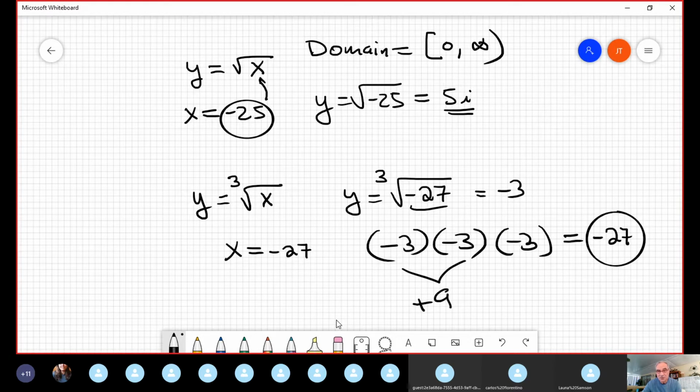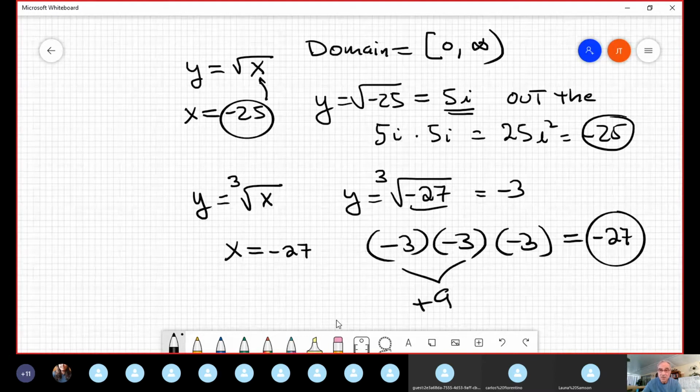Here, no. The only possibility that gives me negative 25 is if you multiply 5i times 5i, which is 25i squared. I know by definition i squared is negative 1, so negative 25. So the only number that satisfies this is imaginary, and imaginary is out of the domain. However, cubic root, no. Cubic root allows positive and negative numbers inside. It's fantastic. That is the reason that the curve of the cubic root has two branches, the negative part and the positive part. Look at that.